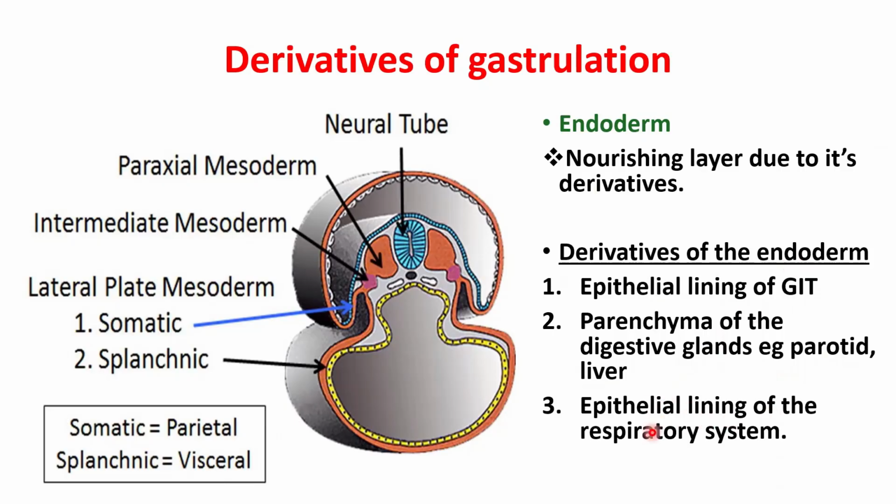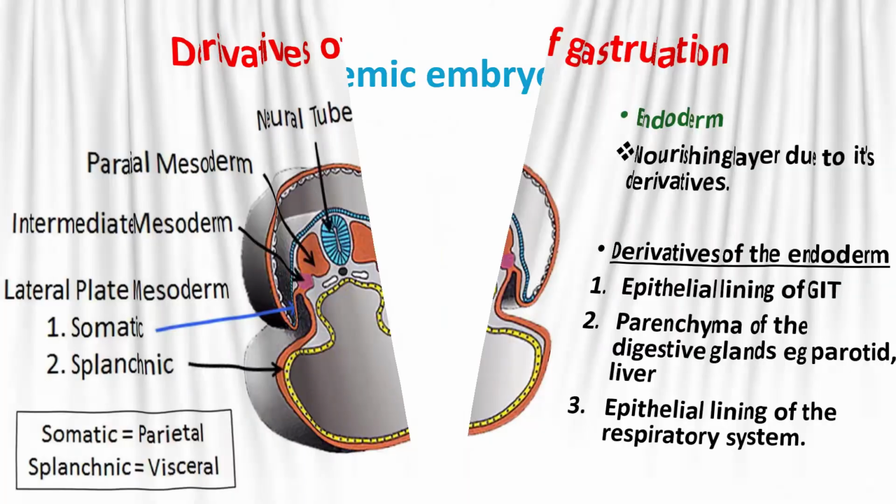And then the epithelial lining of the respiratory system also will be coming from this endoderm. Remember the viscera, the connective tissue of the respiratory system will be coming from the splanchnic mesoderm. So remember the visceral connective tissue of all the organs will be coming from the visceral part of lateral plate mesoderm. Then the epithelial lining of the respiratory system and also the epithelial lining of GIT will be coming from the endoderm. Then the parenchyma of the glands of the digestive system will be coming specifically from the endoderm also. So that's majorly about general embryology or the basic embryology.